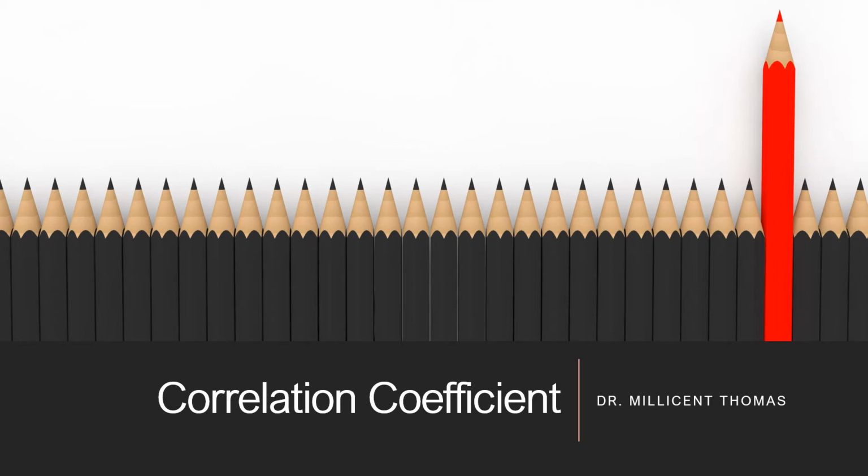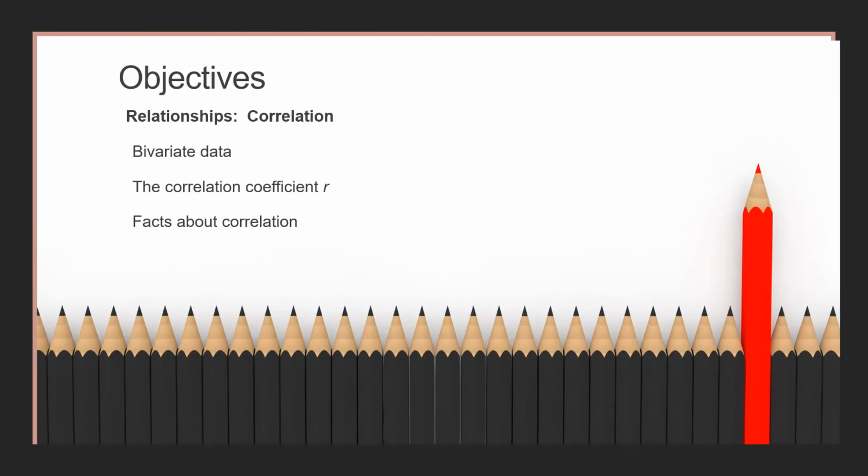I would like to explain about the relationship between two bivariate data and a measurement called the correlation coefficient R. The main objective of this video is to find the correlation coefficient R between two bivariate values x and y, and also to know the facts about the correlation coefficient R.